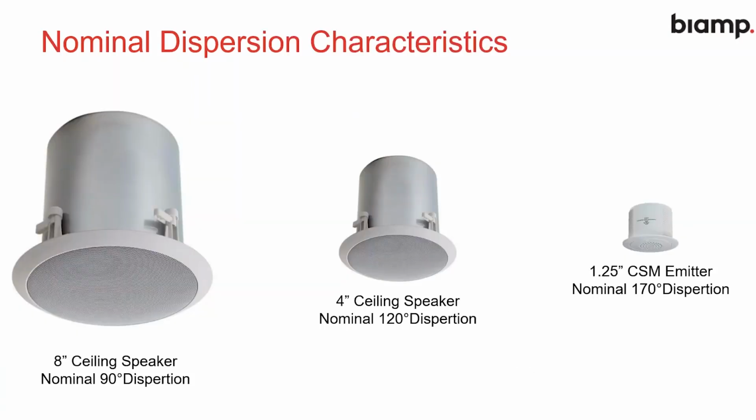One key thing that I want to explain about our CSM emitters is that they have a very small driver, 1.25 inches roughly. So this allows us to have 170 degree nominal dispersion, which is considerably wider than normal ceiling speakers that you might be used to.